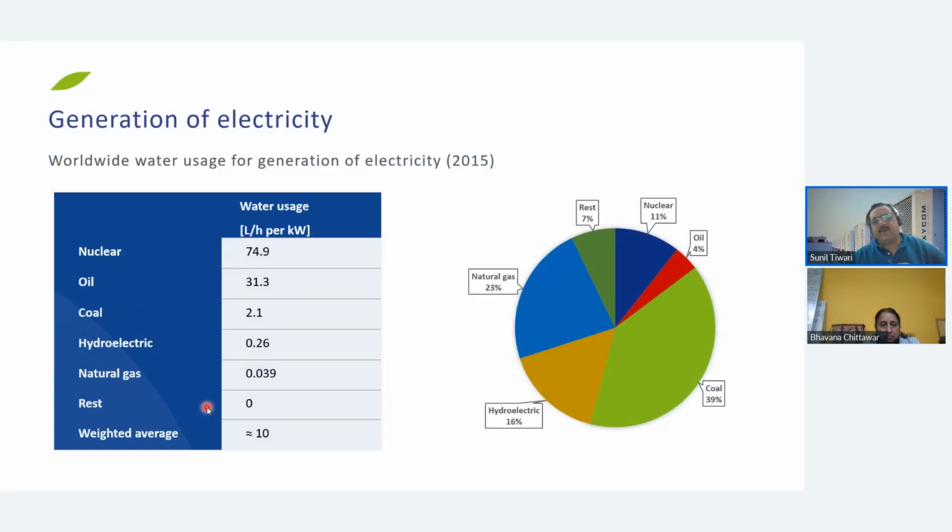Now look at some of the water consumption when we generate electricity in different kinds of power plants. In India, predominantly we have thermal, so coal is one of our major. Then we have a significant amount of nuclear also. So for different kinds of generation of electricity, for generating 1 kilowatt of energy, how many liters of water per hour are required? That is listed here. And the rest, zero, means these are renewables, solar, wind, and all. Now if you take a weighted average, around 10 liters of water per hour is needed to produce 1 unit of energy. That's also depicted in a pie chart.